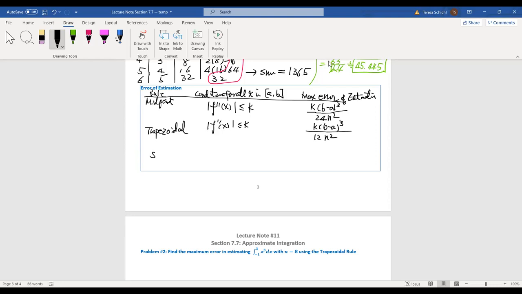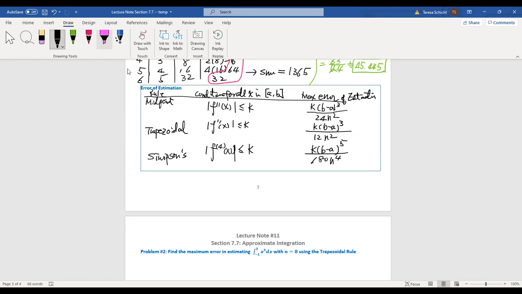If I'm using the Simpson rule, then I take the fourth derivative, and if I can find that it is less than or equal to some k, then the maximum error will be k times (b minus a) to the 5th power, over 180 times n to the what? n to the fourth, right?